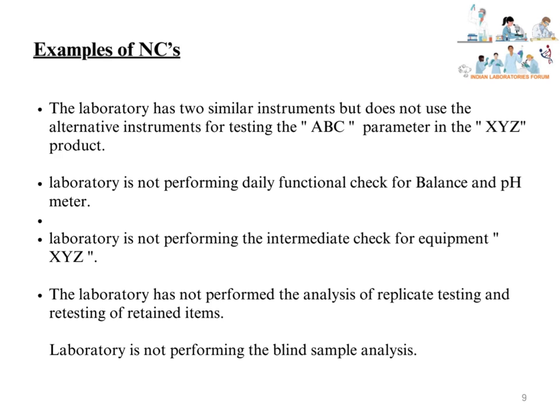Examples of nonconformances as per Clause 7.7. The laboratory has two similar instruments, but does not use the alternative instruments for testing the ABC parameter in the XYZ product. Laboratory is not performing daily functional check for balance and pH meter. Laboratory is not performing the intermediate check for equipment XYZ. The laboratory has not performed the analysis of replicate testing and retesting of retained items. Laboratory is not performing the blind sample analysis.